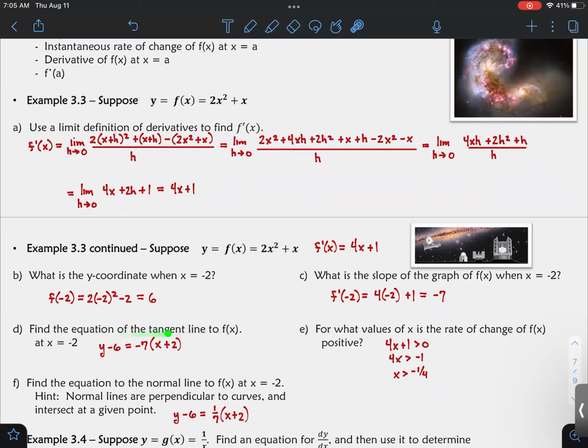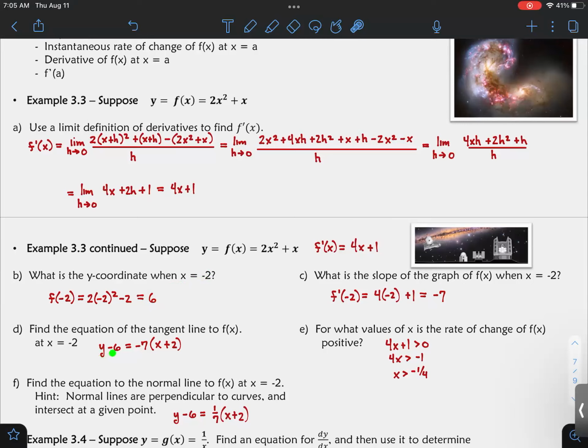Equation for a tangent line. This is something that honestly comes up quite a bit in free response questions, and it should be easy. The thing to remind yourself of is that point slope form is usually the easiest form in which to write these equations. All you need is a point and a slope. We have a slope already. We have a point already. -2, 6 is the point that occurs when x equals -2.